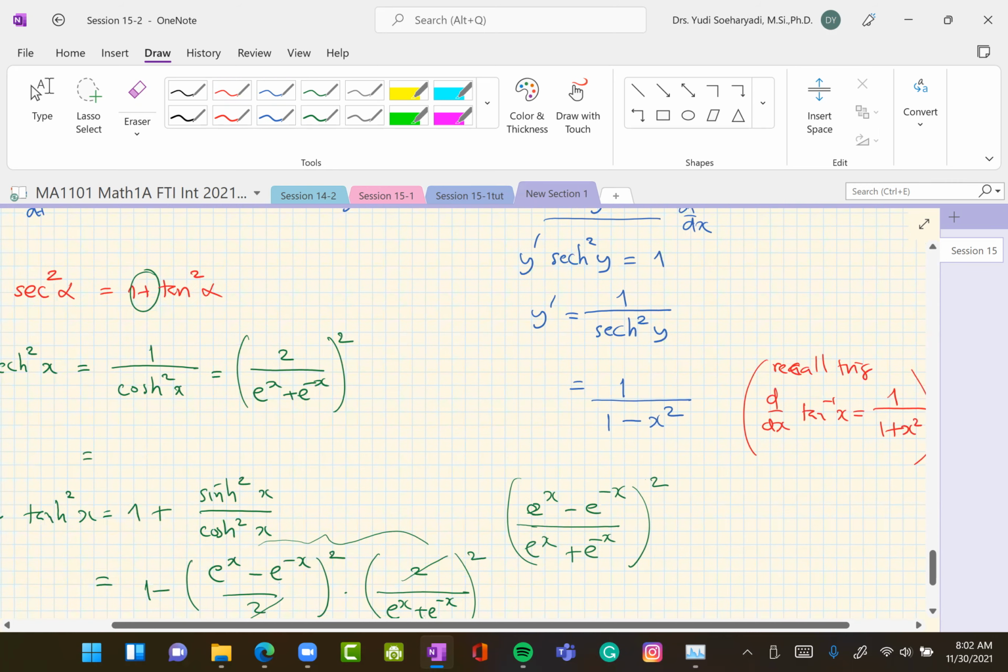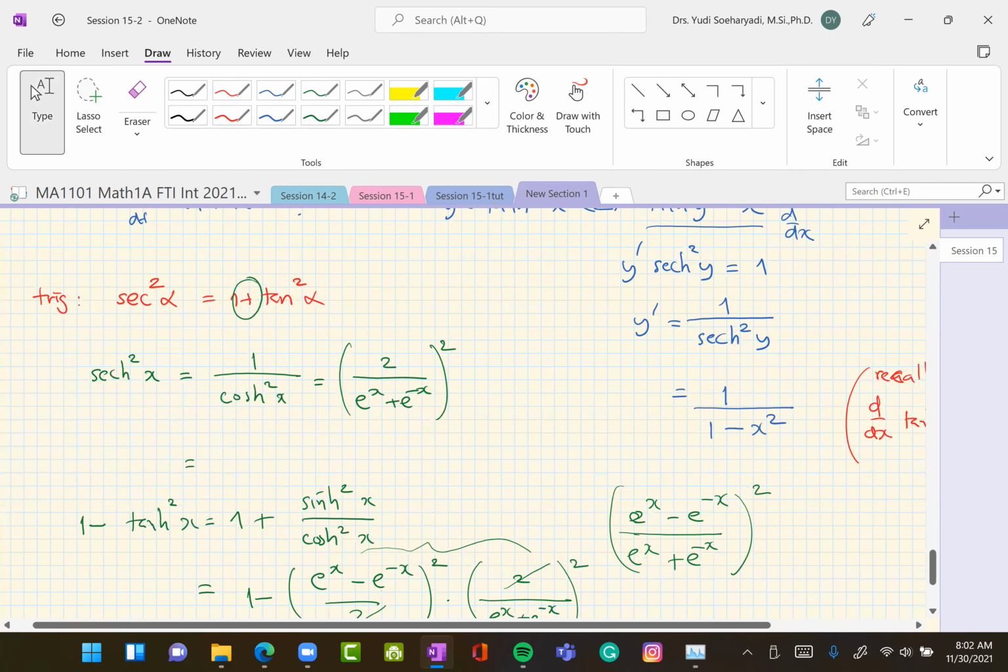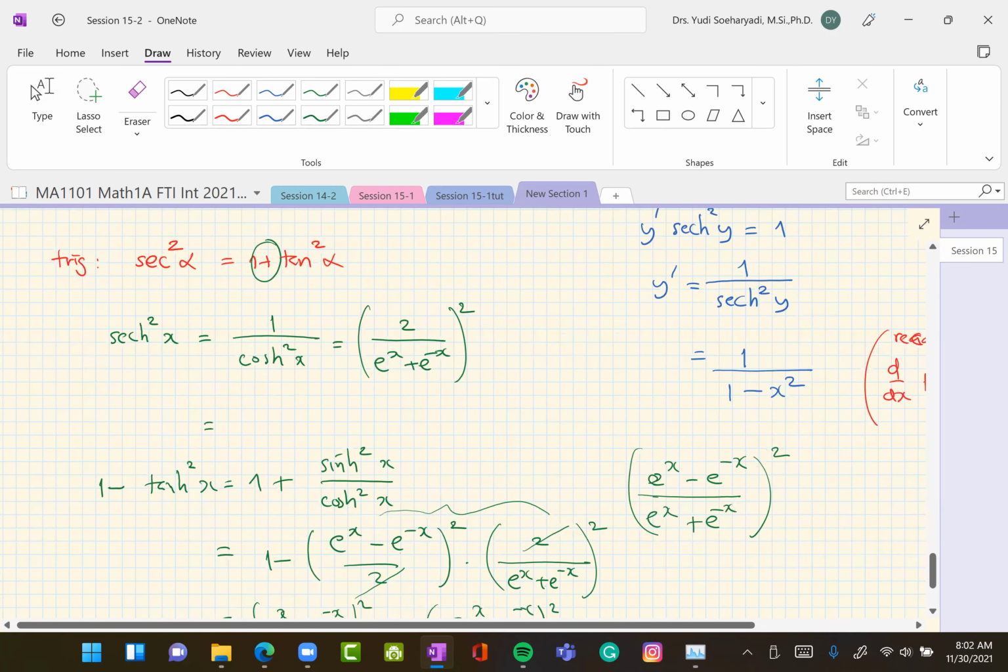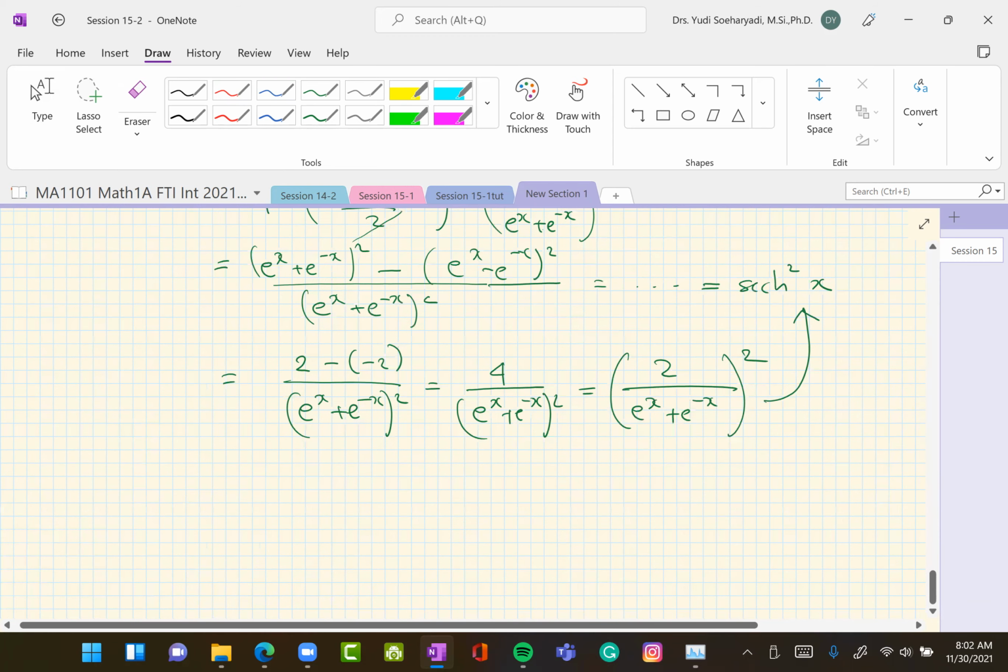Okay, so between regular trig and hyperbolic trig, the identities almost always differ by that different sign. Whenever plus becomes minus, minus becomes plus. Okay, just one more.